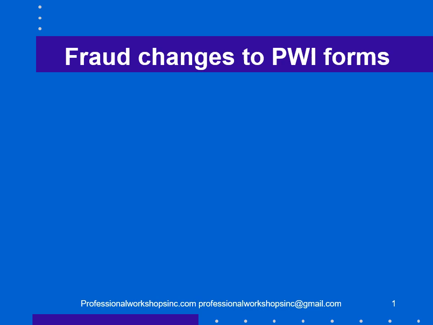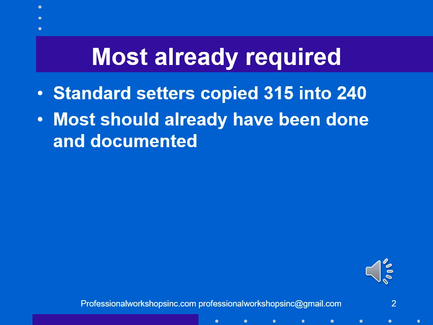In this module, we will discuss the changes to the PWI forms occasioned by the changes to Section 240. Now, if you look at the module on what the changes to 240 were or are, most of these things were already required. Basically, the biggest thing standard setters did was they copied Section 315 into Section 240. All of those things should already have been done and documented.